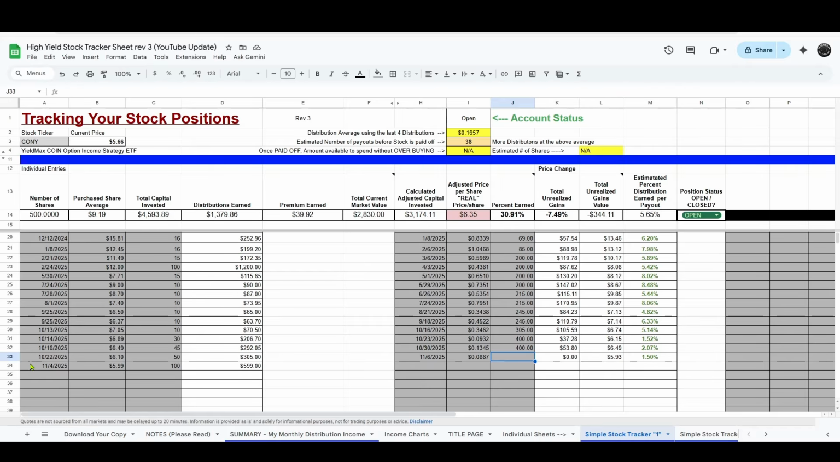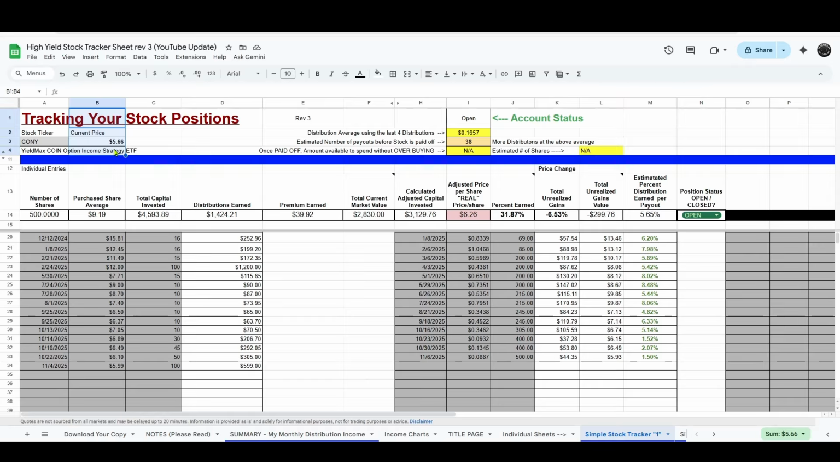Well, that purchase was on 11.4, so I get to count all my shares. So instead of 400 shares, I now get to count 500 shares. So that real price per share from $6.35 now drops to $6.26. And yes, it is still above the current price.